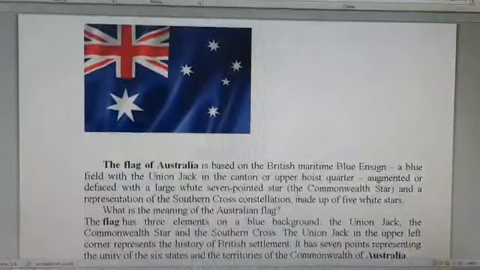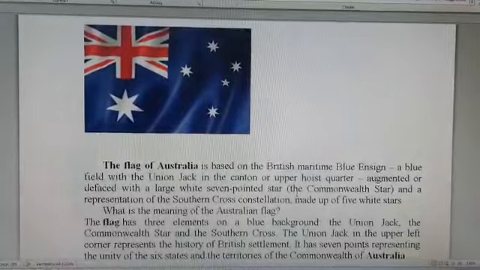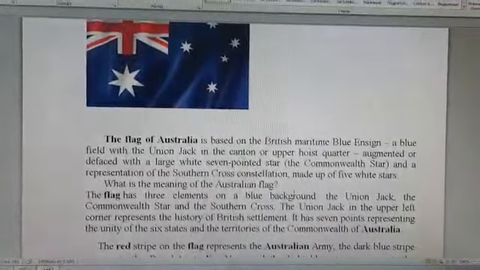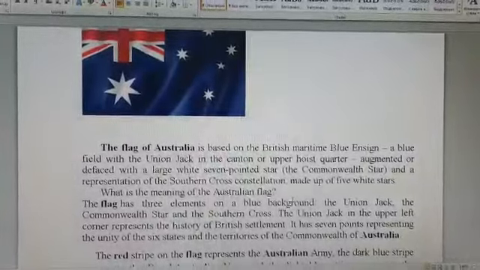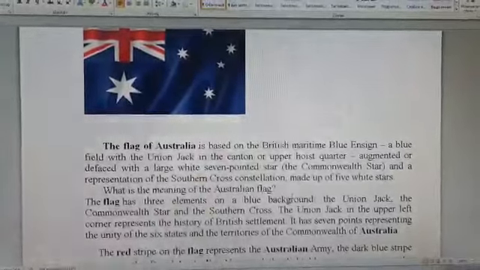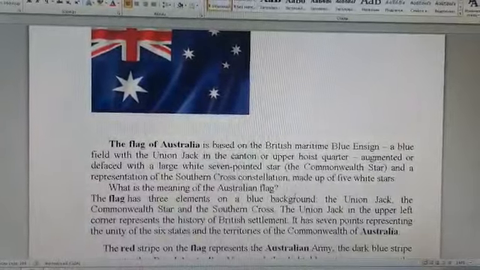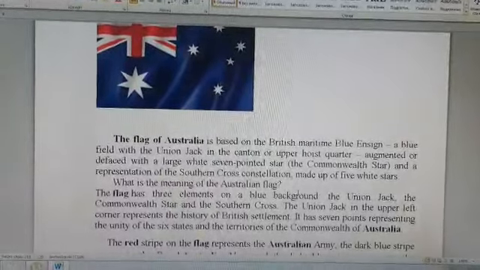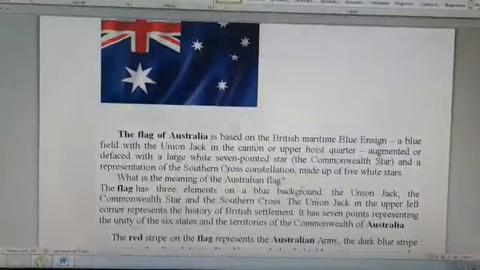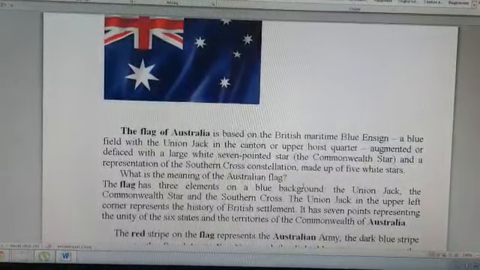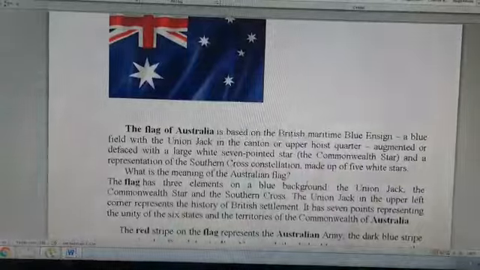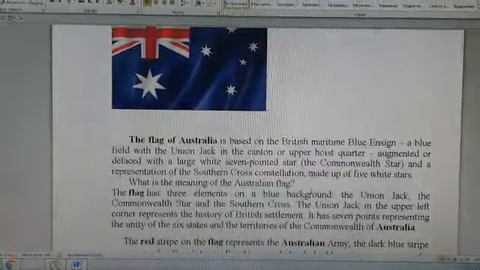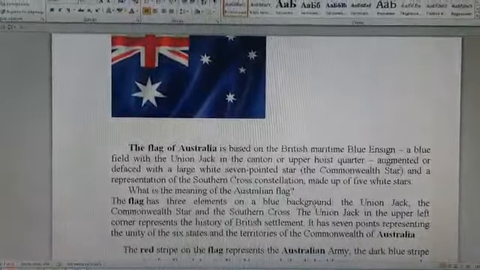What is the meaning of the Australian flag? The flag has 3 elements on a blue background: the Union Jack, the Commonwealth Star, and the Southern Cross. The Union Jack in the upper left corner represents the history of British settlement. The star has 7 points representing the unity of the 6 states and the territories of the Commonwealth of Australia.